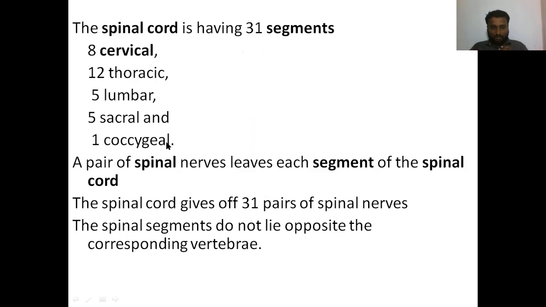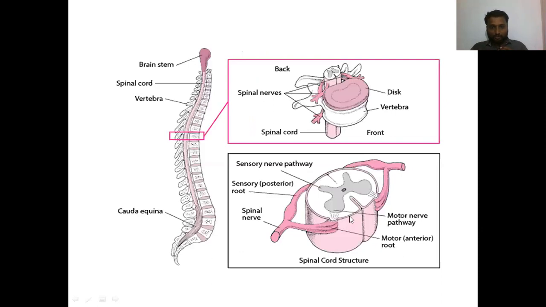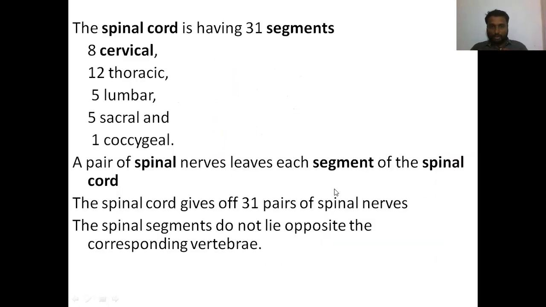What is the peculiarity of these segments? Each segment gives one pair of spinal nerves. See this image. Imagine this is a segment, and this segment gives one spinal nerve here on the left side, and here on the right side we can see another one. So this is one spinal nerve, and this is another spinal nerve arising from the same segment. So one segment gives a pair of spinal nerves. So how many nerves will there be? It has 31 pairs of spinal nerves.